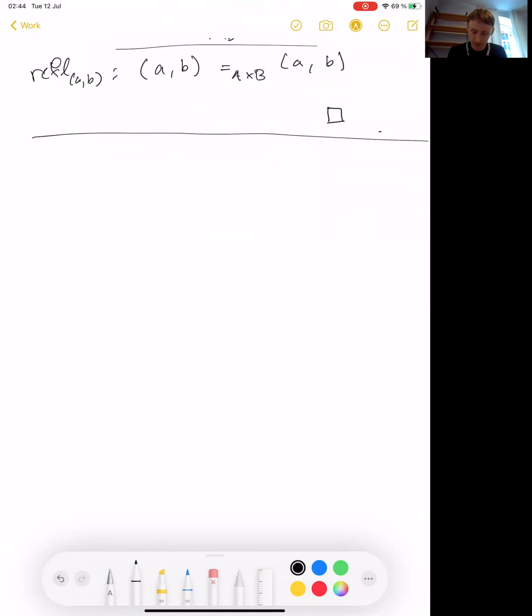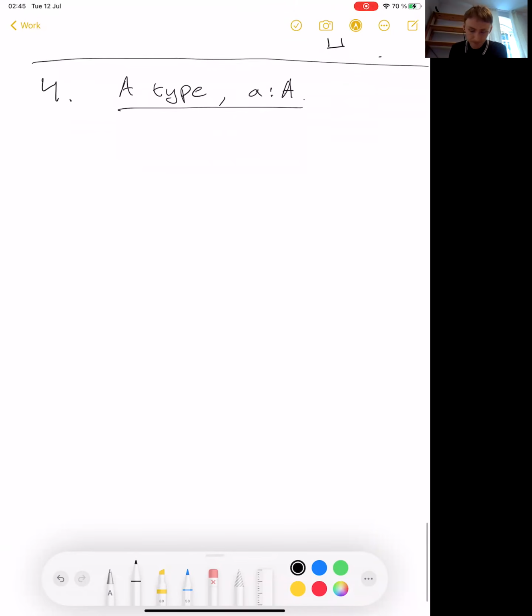Problem number 4. This one is good. Good problem. I like this. This is one of my favorite types. Okay. So let's assume we have a type A and a point in A, we just call it little a. Let's fix these two things. Okay, they're in our context. We have them. They're fixed.